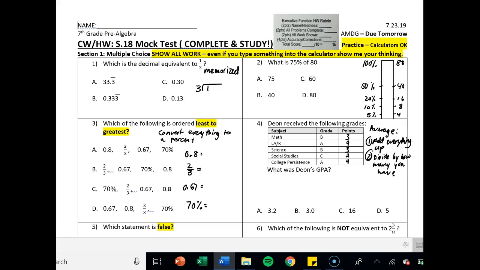Remember, use this to study for your test tomorrow. Show the work just like I show it. Make sure you understand how to do every problem.